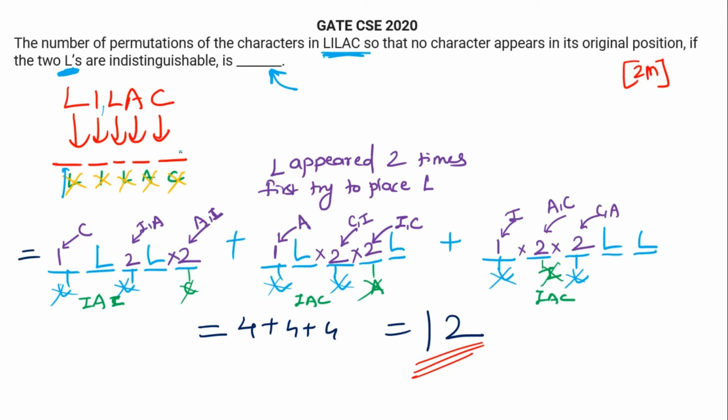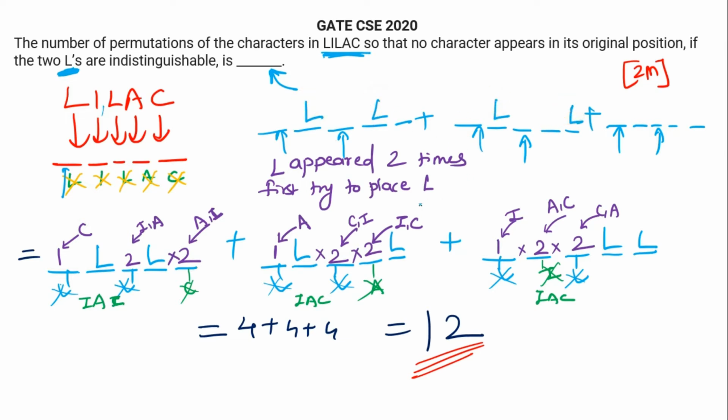So there will be three possible ways where you can place the L. I cannot place L over these two original positions, so I can keep L on these three different places. I can keep L over here, another L over here. I can keep L over here, another L over here. And the third possibility is that I can keep L over here and L over here. So there are three possibilities where you can keep these two L's apart from their original position.